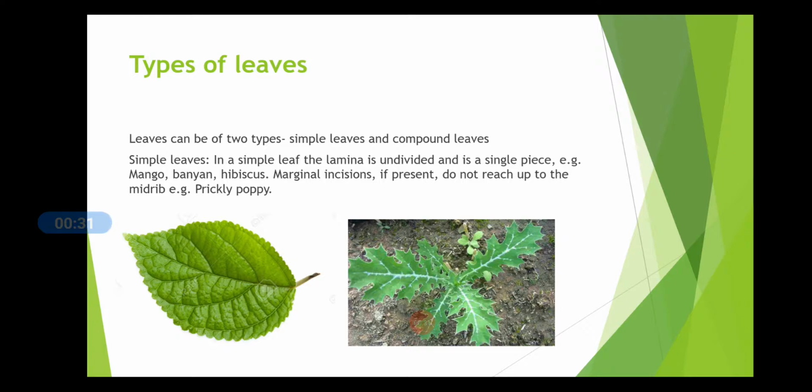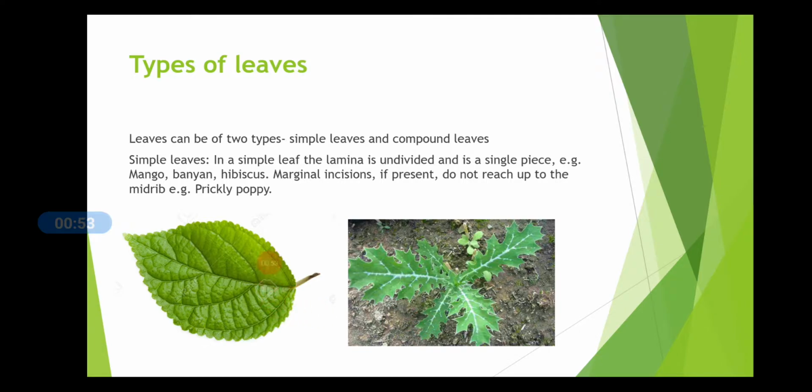Now first let us study about the simple leaves. What is a simple leaf? A simple leaf has a single lamina. This lamina is undivided, that is, it is present as a single piece. For example, the mango, banyan, hibiscus, etc.